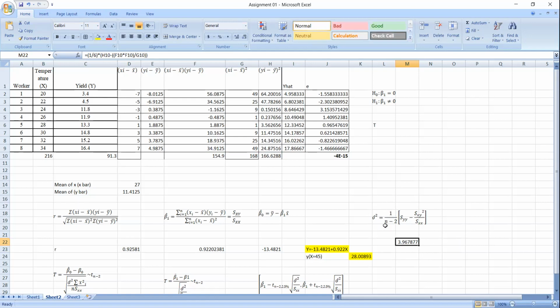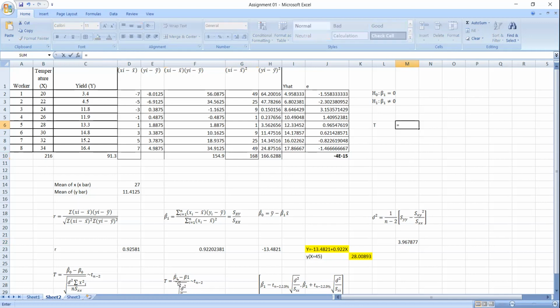1 over n is 8, S_yy is the summation of y_i minus y bar squared, that is 166.6288, minus S_xy squared, where S_xy is 154.9. So we have to take the square term there, divide by S_xx, that is S_xx is 168. So when you substitute and simplify, you will get sigma squared hat is equal to 3.9678. So now we can find out the test statistic, right?